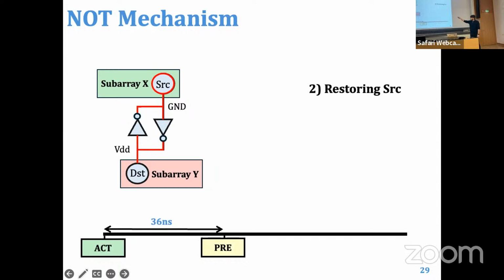So what we notice is that the top connector has a ground because the source was 0 before. So the top connector has a voltage of ground. And because the bottom connector has the negated value, we see that it has a voltage of VDD. Under normal DRAM operation, this doesn't affect the destination cell at all because we haven't activated anything and the voltage doesn't pass to the destination cell.